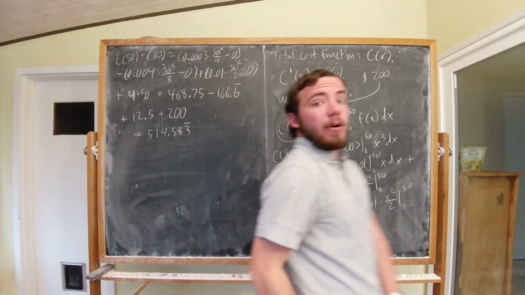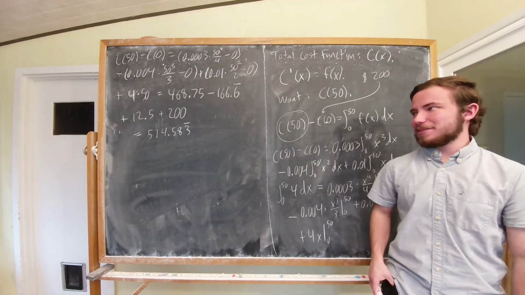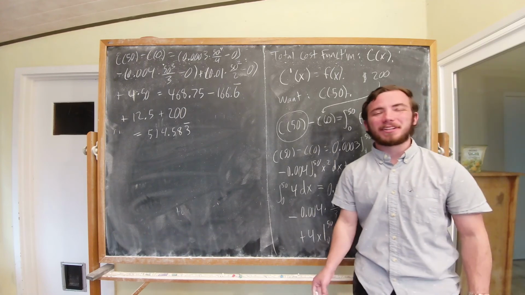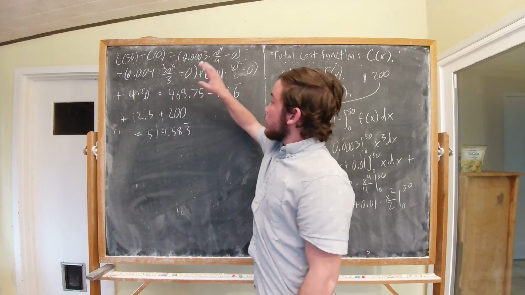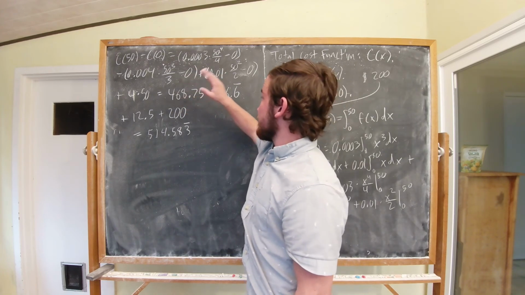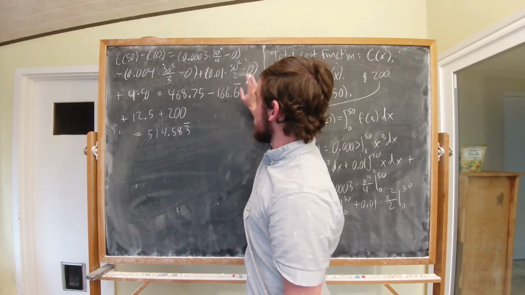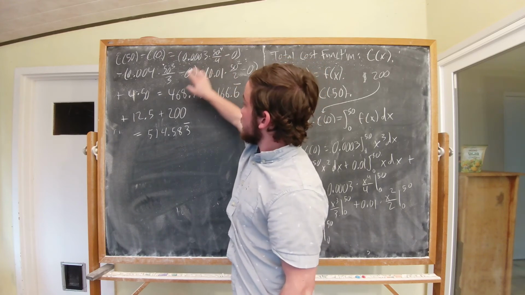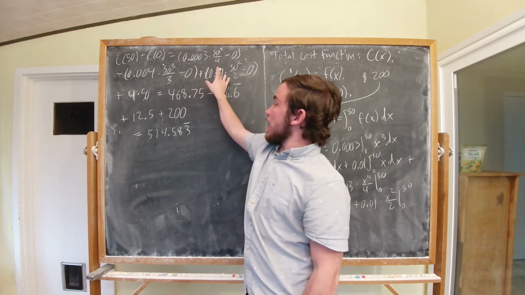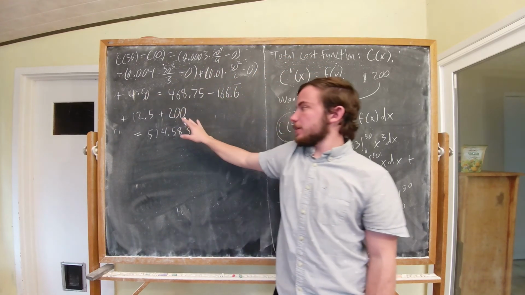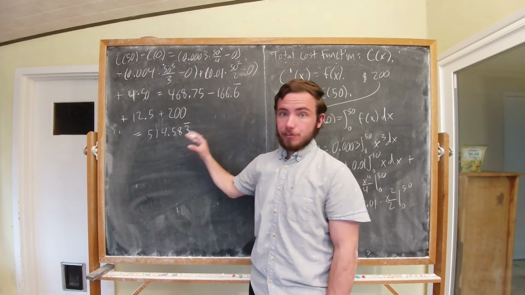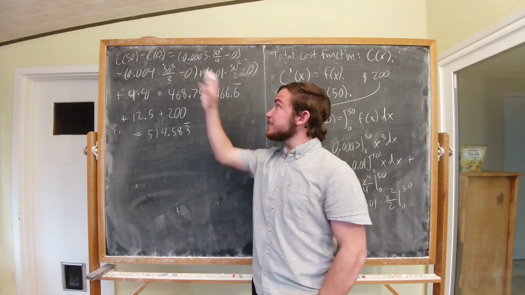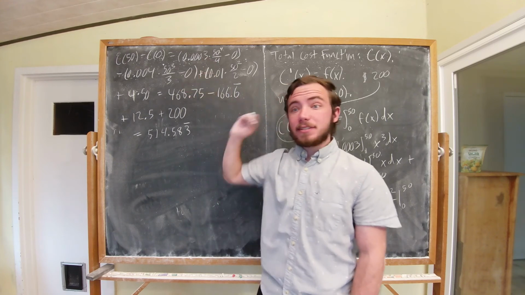Alright, so if you get out a calculator, do the math, which for this problem I guess I was motivated enough to do, you get 468.75 minus 166.6 repeating plus 12.5 plus 200, and if you sum those all up, that's 514.583 repeating. But that's c of 50 minus c of 0.